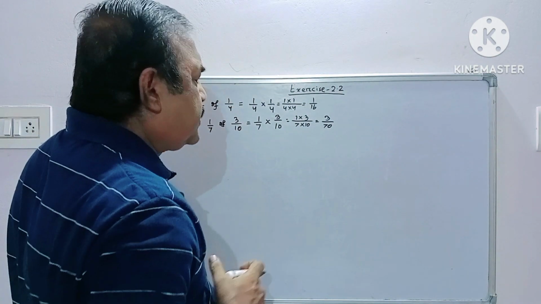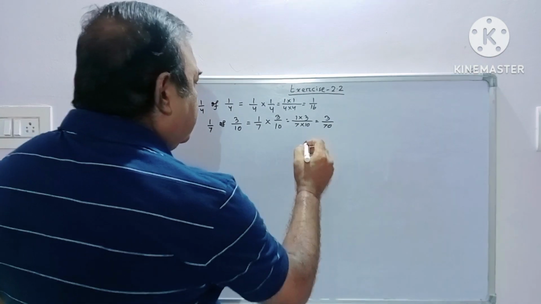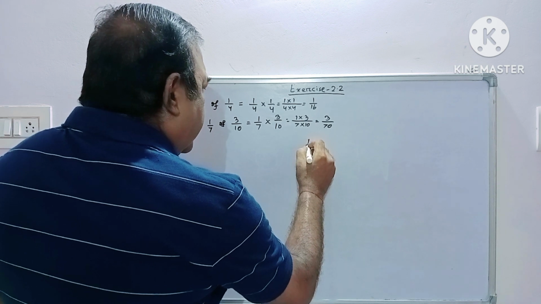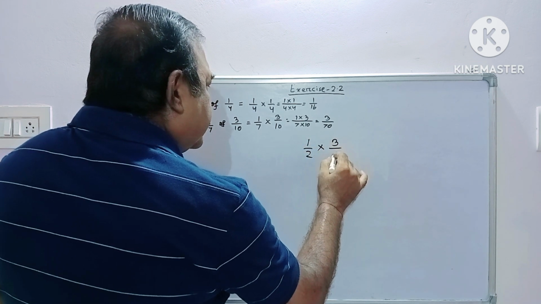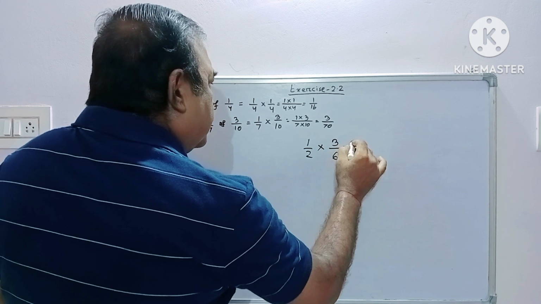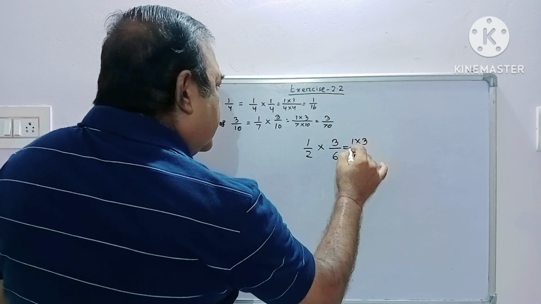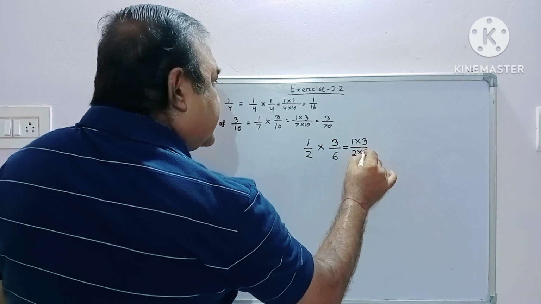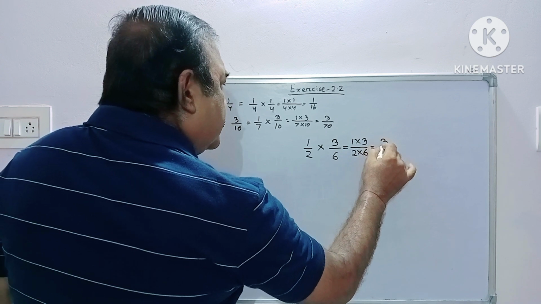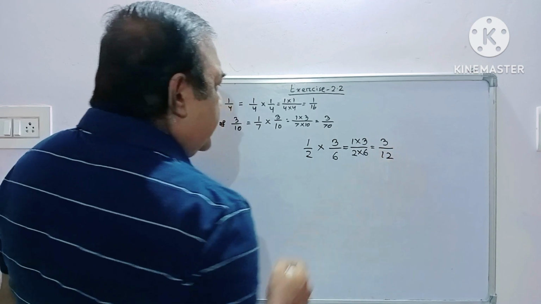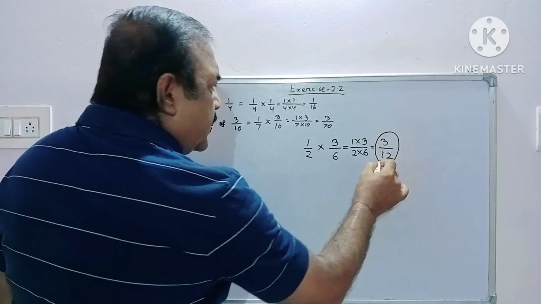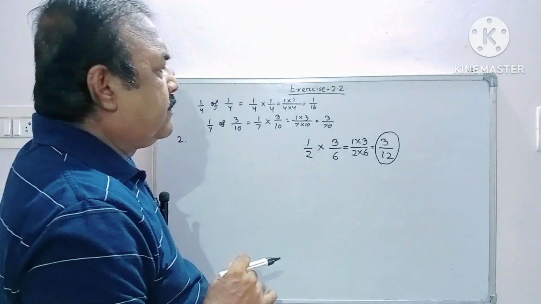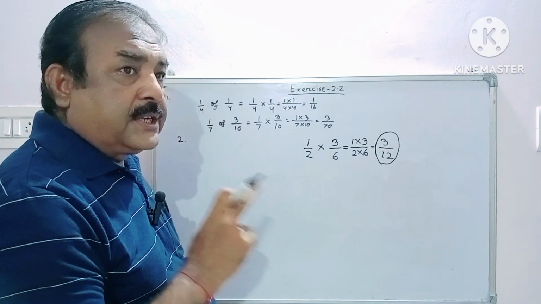Suppose, for example, I am just writing 1 upon 2 into 3 upon 6. That is equal to 1 into 3 whole divided by 2 into 6. That is equal to 3 upon 12. You see, this is the product. But this product is not in the lowest form.